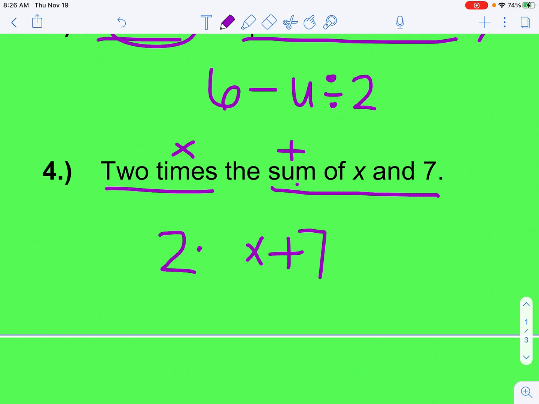But if I write it like this, is that going to be saying I'm taking 2 times whatever this is? No, that's saying I'm taking 2 times x. So I need to put parentheses around my x plus 7. Because now it's saying I'm taking 2 times whatever the sum of x and 7 is.